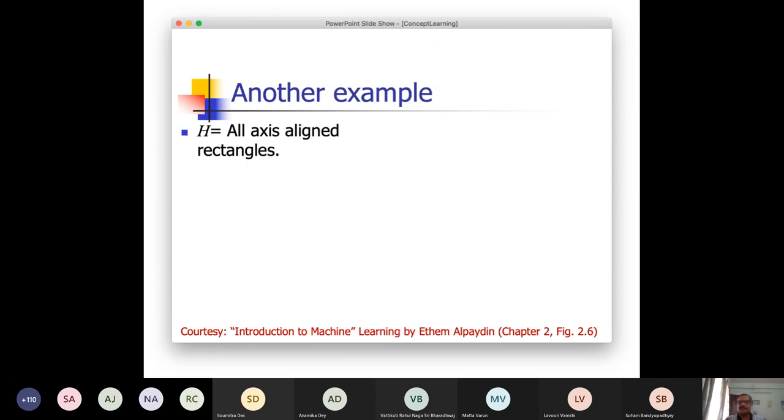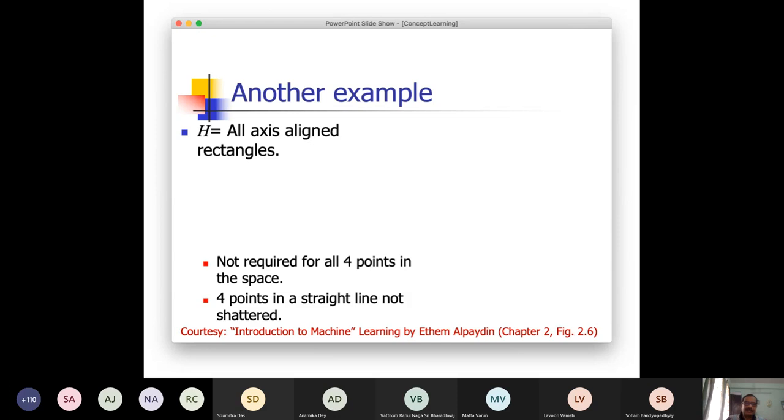Another example is all axis-aligned rectangles in a 2-dimensional space. Like intervals, if you extend the concept of an interval to 2-dimensional space, it becomes a bounded rectangle. Any point within that rectangle is labeled positive, and outside that rectangle it is negative. The representation of the hypothesis is done using the corner points.